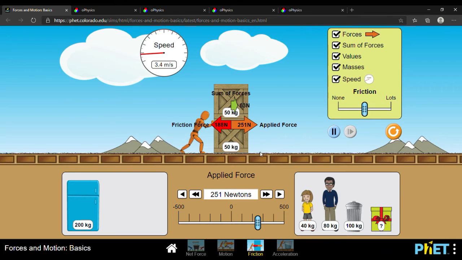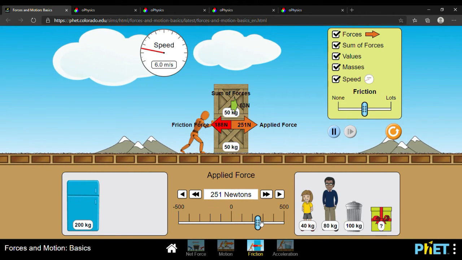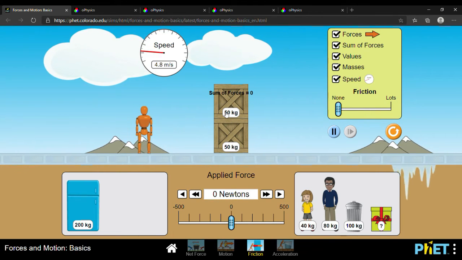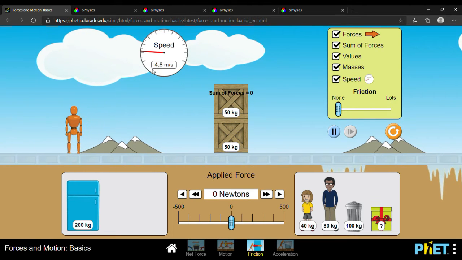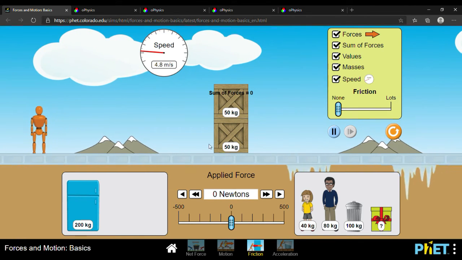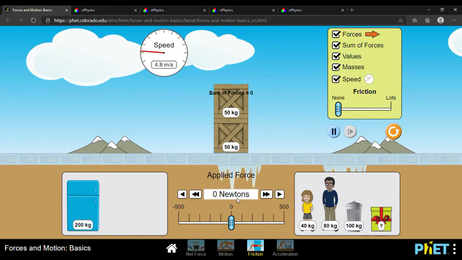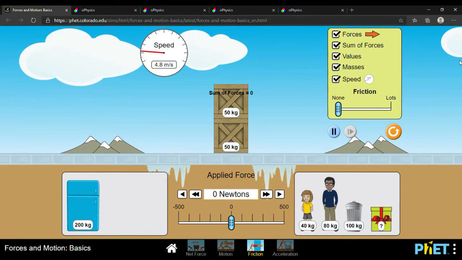Alright, for the next part we need to increase the applied force to 500 newtons and friction to none. Okay, we can see the box starts moving at a constant speed, which is 4.8 meters per second. And we need to notice if the applied force is 0 newton. Alright, that's it.